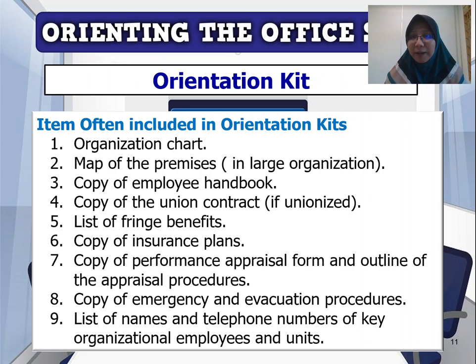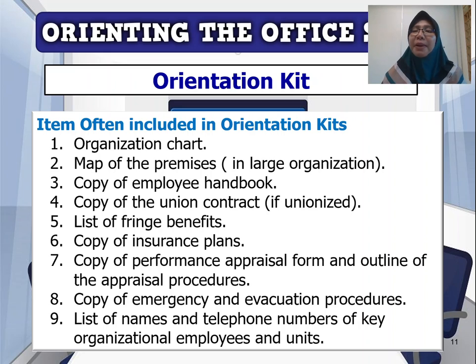A list of fringe benefits, for example, holidays and insurance. Okay, a copy of insurance plans, if your company provides them. Usually with the insurance plan, if something happens to you on the job and in the workplace, you will be covered. Okay, a copy of the performance appraisal form and an outline of the appraisal procedures. Performance appraisal is how your boss rates and appraises you. So this one we are going to learn in chapter 8, our last chapter.